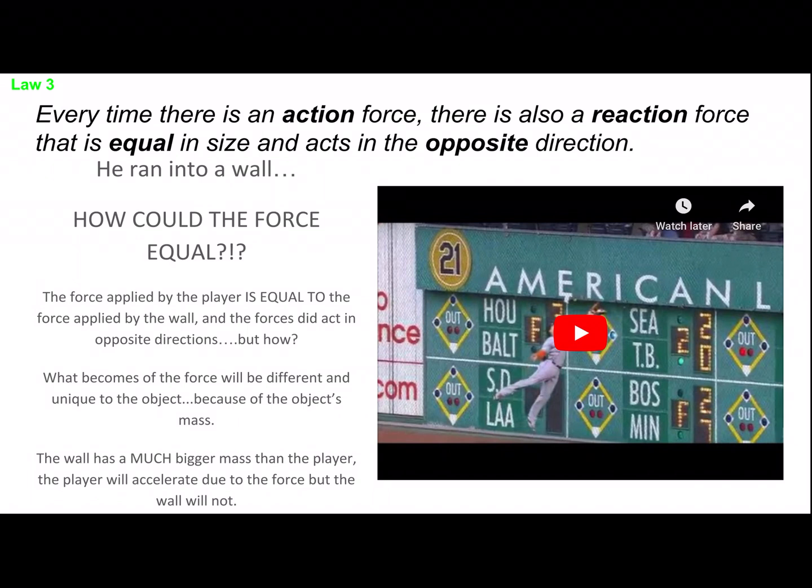Because the wall has such a much bigger mass, the player will have a resulting acceleration from his force, or from that reaction force. But the wall's not going to accelerate because that's not enough force being applied to it to make the wall actually move. So now when we get into the nitty-gritty details of this law, we do see how Newton's second law is really, really intertwined with this law. With the forces, the result of those can be an acceleration, which we've already practiced with those calculations.